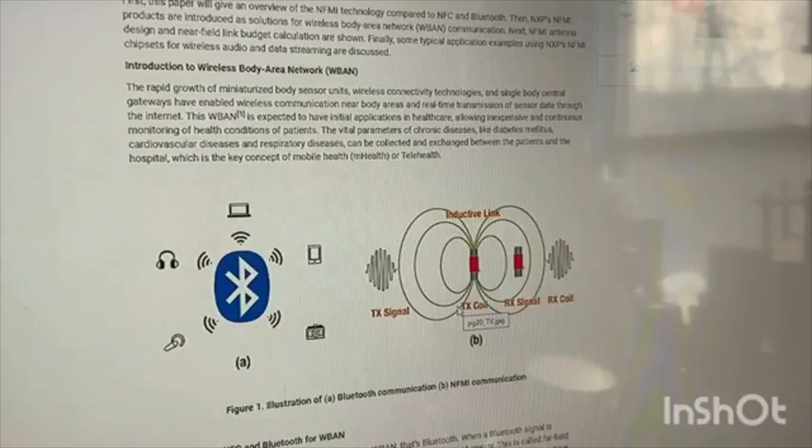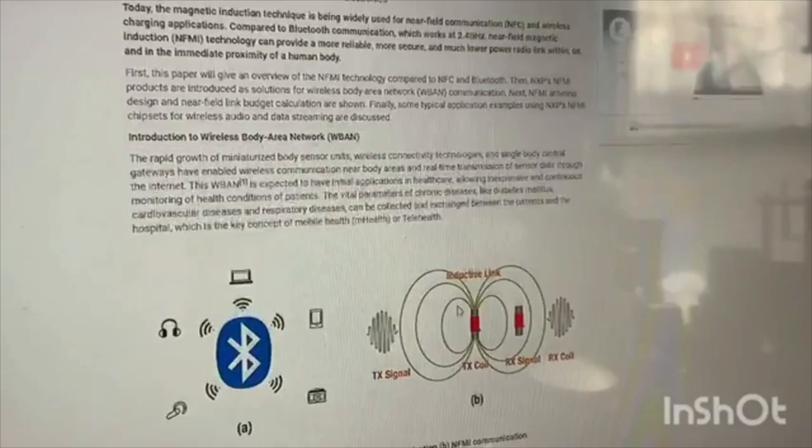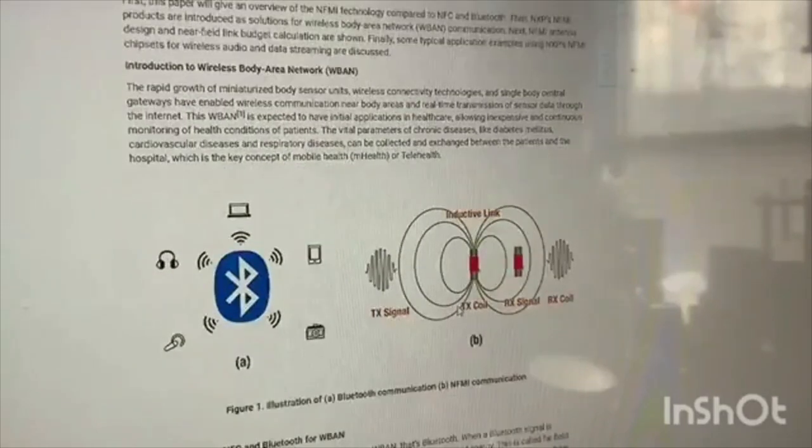Wireless connectivity technologies and single body central gateways have enabled wireless communication near body areas and real-time transmission of sensor data through the internet. Oh, I'm sorry, I forgot to read the introduction to wireless body area network in bold up above it for your wireless earbuds.